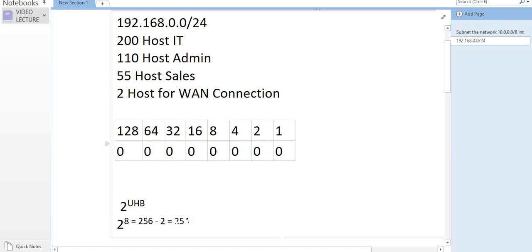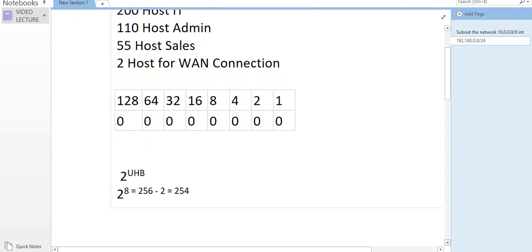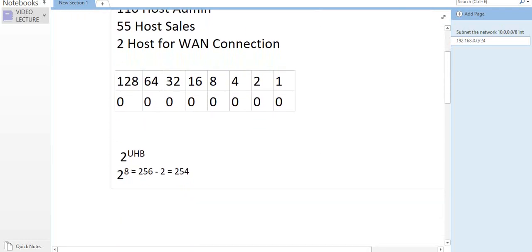Now, if we use, for instance, 7 bits, 2 to the power of 7 will give you 128, which is less than 200. So it means we are going to use all the 8 bits of the host portion in this particular address. So we bring our network down.